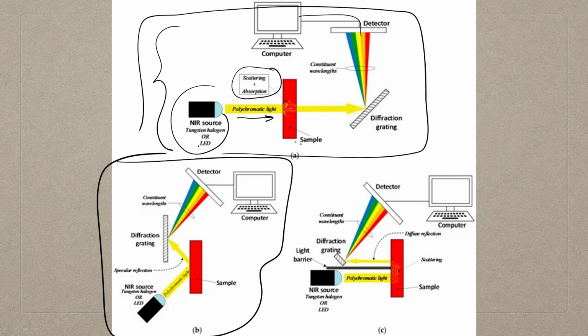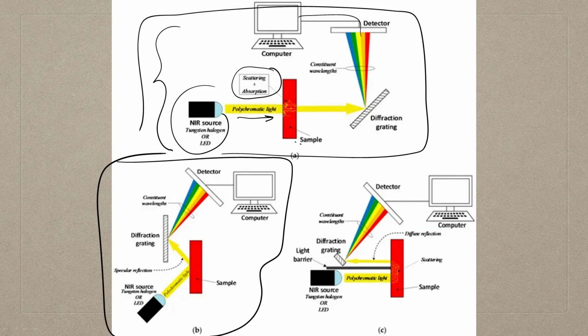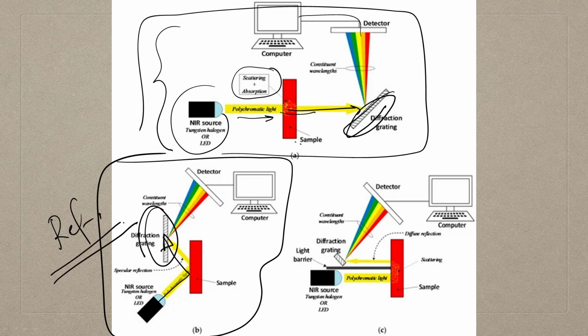In reflectance mode, which is part B out here, it is slightly different. What is happening in reflectance mode is the diffraction grating and the detector are on the same side as the source, to detect the specular reflection, the reflection at a definite angle from the sample. Similarly, if you look at it, here it passes through, here you see it is reflecting, and here you have the diffraction grating. Here it passes through, then you have the diffraction grating. You realize the difference. So, this is the reflectance mode.